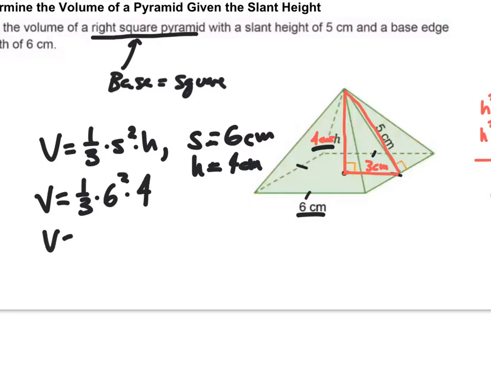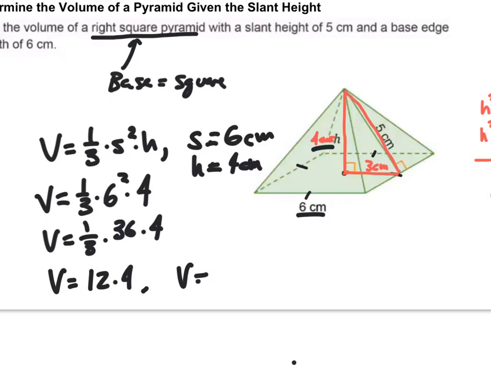All right, so now let's simplify that. So we've got 1/3 times 6 squared, which is 36, times 4. Now I can take 36 and divide that by 3 here, and 36 divided by 3 is going to give me 12. So volume is going to be 12 times 4. And so then our volume is going to be 48 centimeters cubed.